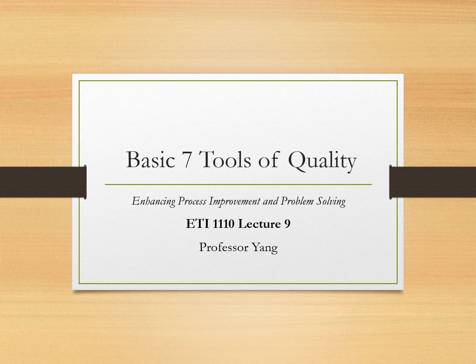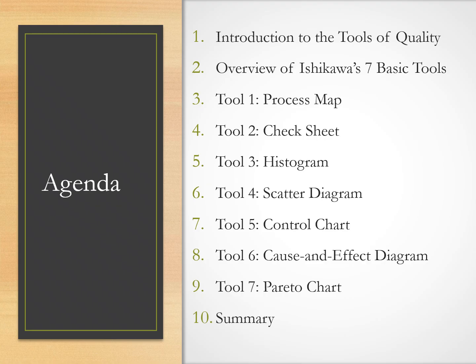practices everywhere. Our lecture's agenda. We'll start with the introduction to quality tools, then we will have the overview of Ishikawa's 7 basic tools of quality, and we are going to dive into each tool one by one, from process maps, check sheets, histograms, scatter plot, control charts, cause and effect diagram, and Pareto charts. And we'll finish by showing how these tools work together as an integrated system.